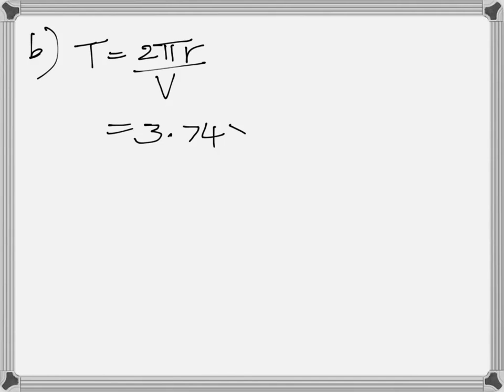And to find the period of revolution, time period is 2 pi times r by velocity, circumference by velocity. And on substituting, you get 3.74 times 10 to the minus 7.